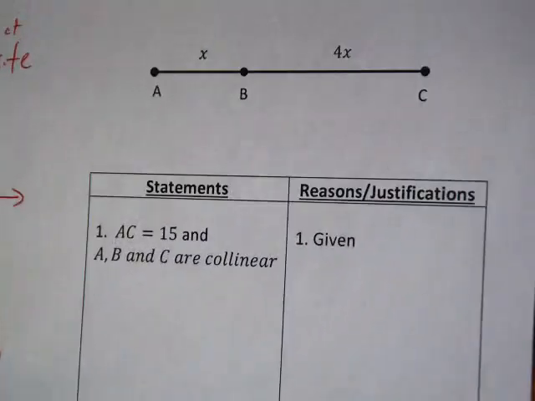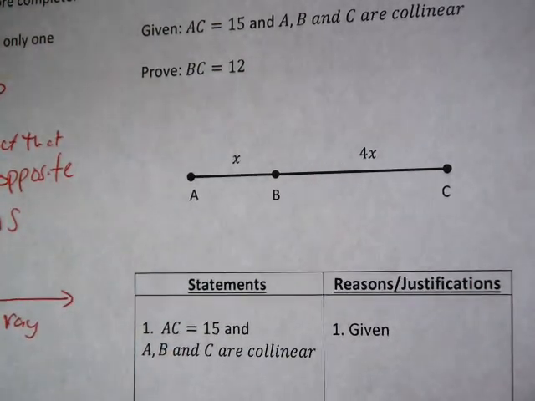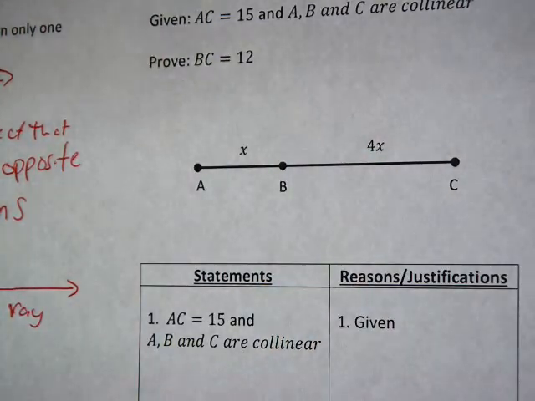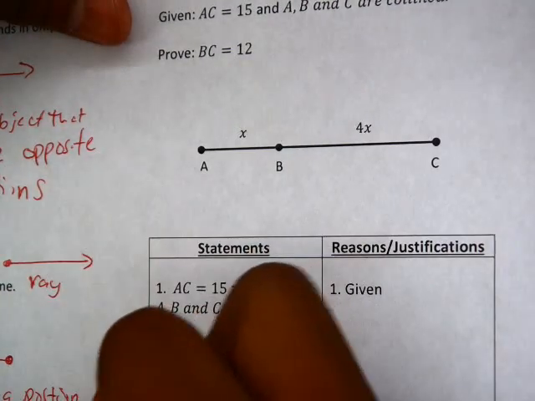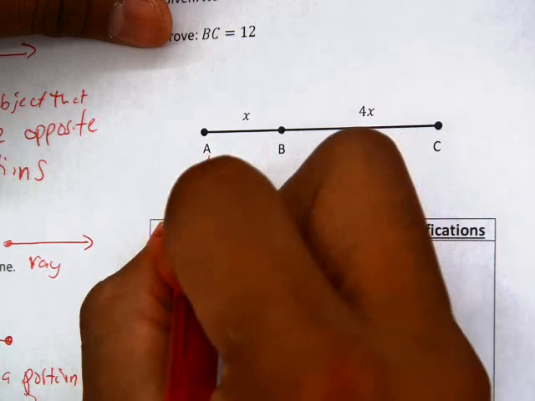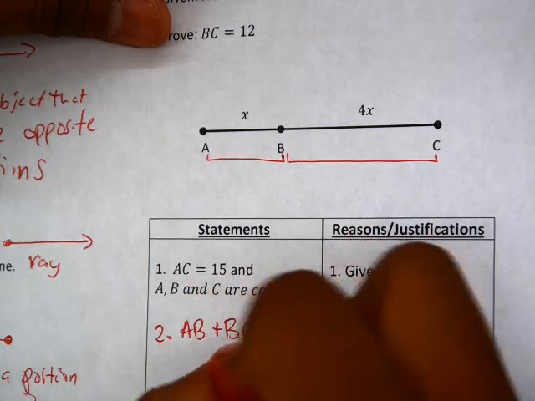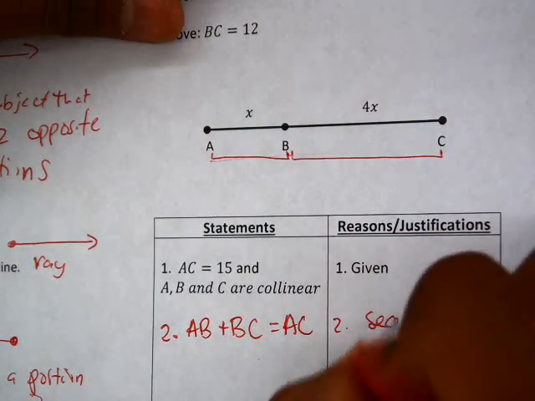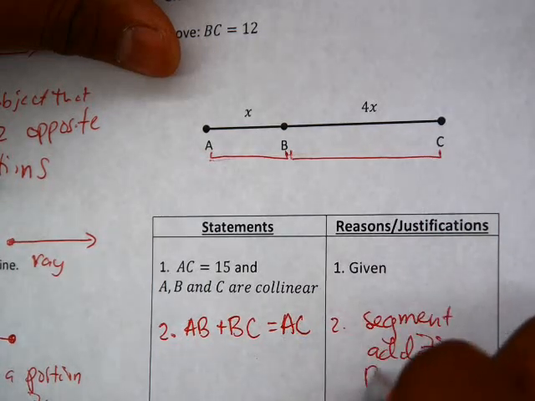And in number 12, we're supposed to fill out this. We are given that AC is equal to 15 and ABC are collinear, meaning they form a straight line. In the end, we're supposed to prove that BC is equal to 12. Okay. So AC is equal to 15. Let me start with the segment addition postulate. These are segments. I know that if I take whatever AB is, and if I add whatever BC is, it should equal the whole length of AC. So that's the segment addition postulate. I'm adding two smaller segments and forming the whole one.